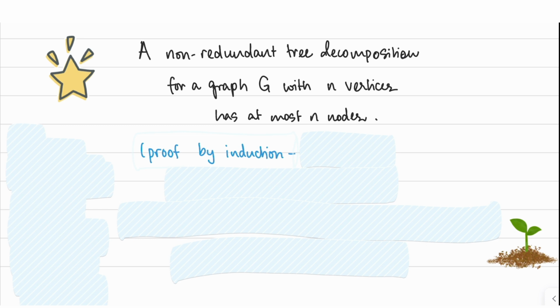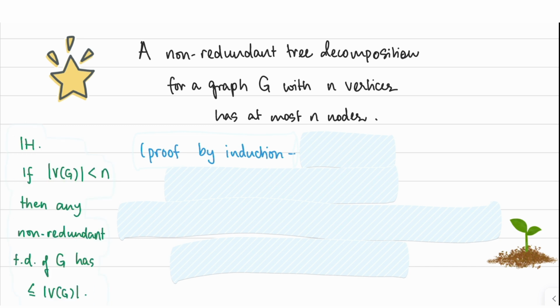So the induction hypothesis simply states that this statement is true for all graphs with fewer than n vertices. So let's keep n fixed in our mind for the induction step. And we are going to assume that if you have a graph that has fewer than n vertices, then any non-redundant tree decomposition for such a graph will have at most as many nodes as there are vertices in the graph G. So that's going to be our induction hypothesis.